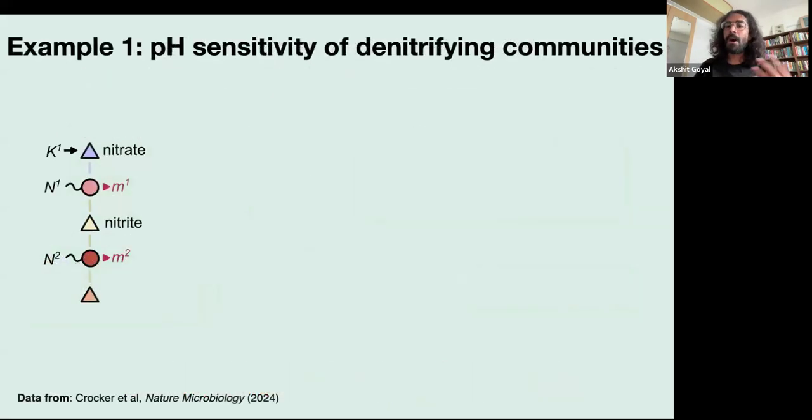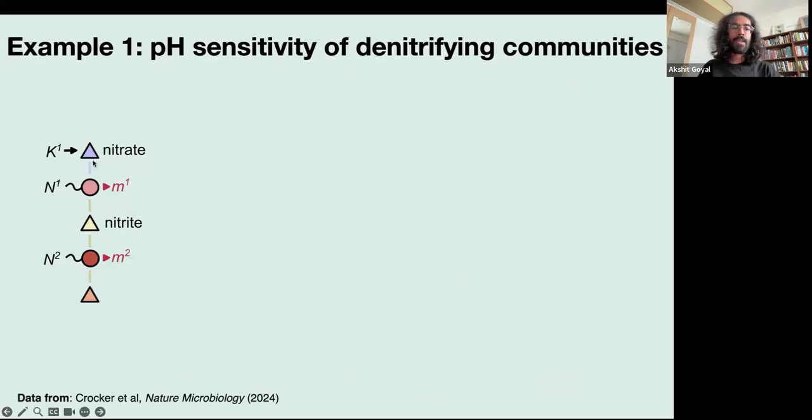And so let me just show you some examples of that kind of working out, because it turns out that this works out for community data. I'm going to show you quickly two examples. The first example is of pH sensitivity in denitrifying microbial communities.